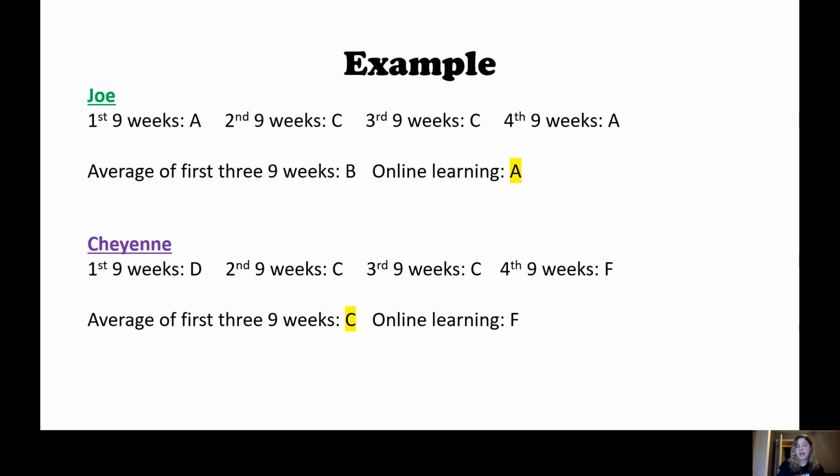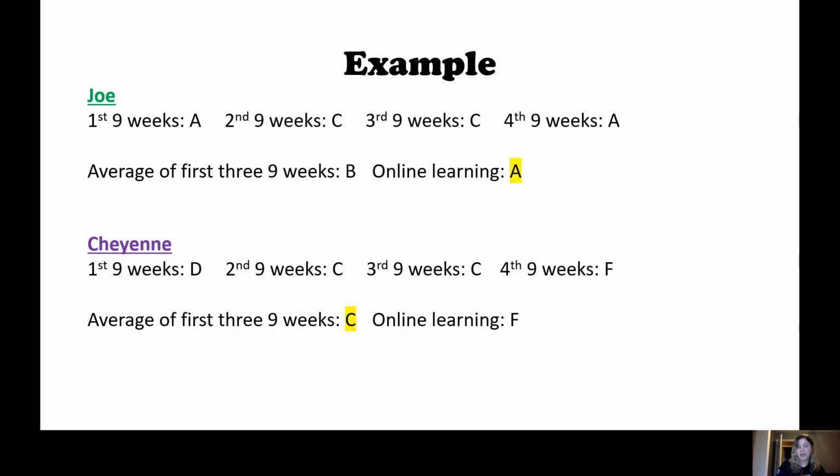In the 4th 9 weeks, he got online. He did all of my activities and assignments, and got an A on the Sex-Linked Traits quiz. He's doing well, so his online learning grade is an A. He earned that A. Even if I took an average of his first 3 9 weeks, that would have been a B average. Why would I give him a B? He earned an A. I'm going to take the higher of the 2.